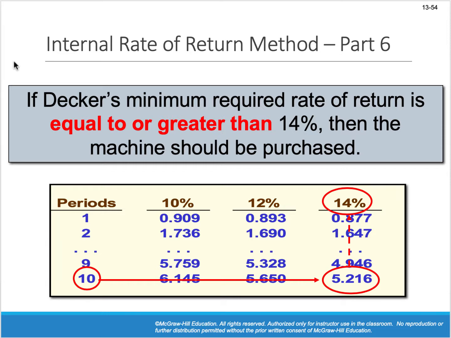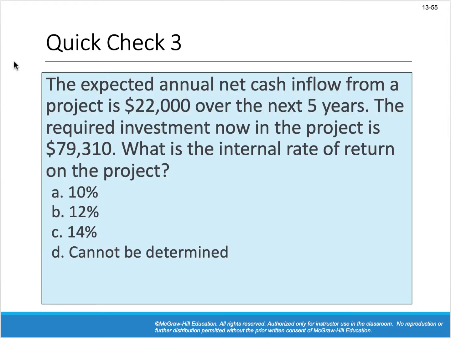Okay, so let's do a quick check here real quick. We have the expected annual net cash inflow from a project. It's $22,000 over the next 5 years. So right there, it tells us we have even cash flow, right? We have the same net cash inflow year after year for 5 years. The required investment now in the project is $79,310. What is the internal rate of return?